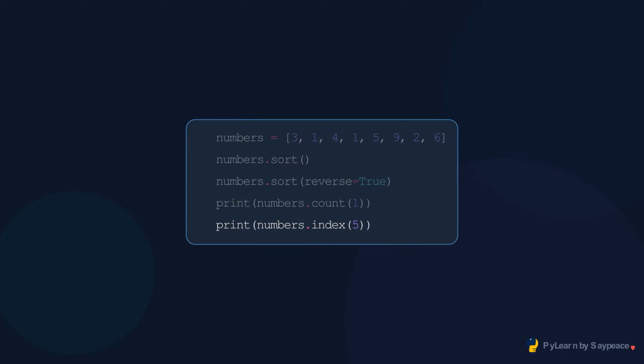Reverse flips the list in place, not the same as sorted in reverse. These methods replace manual loops. Always check if Python already has what you need before writing a loop.